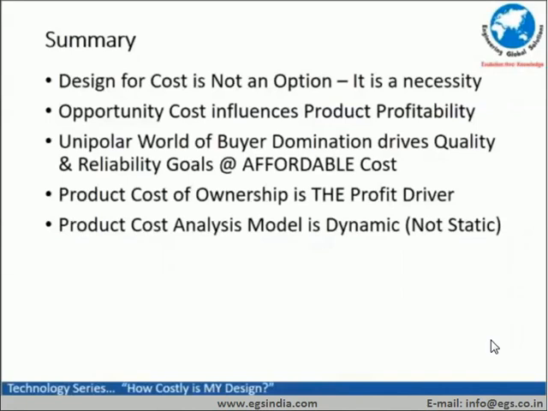The product cost analysis model as given over here is necessarily a dynamic model and not a static model. In other words, if you take the cost today and you take the cost a month later, it would be different because of the cost drivers, internal and external, coming in from the business environment.